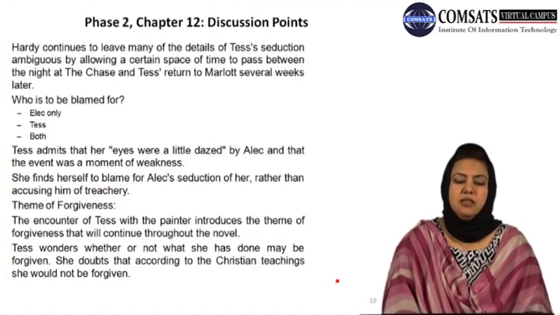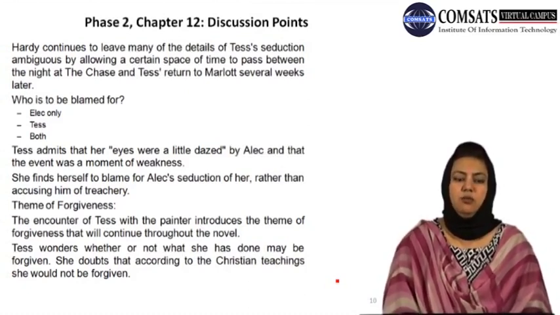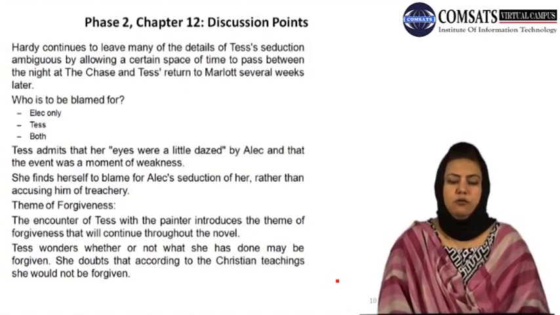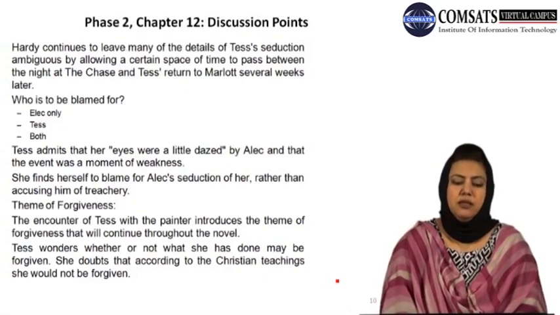An important theme that emerges at this stage is the theme of guilt. However, apart from this theme of guilt, the other theme that emerges is the theme of forgiveness. The encounter of Tess with the painter introduces this theme of forgiveness that will continue throughout the novel. Tess wonders whether or not what she has done may be forgiven. She doubts that, according to the Christian teachings, she would be forgiven, and actually the theme of permanence of sin would be at work, and you would see it counter-working with the theme of forgiveness throughout the novel.